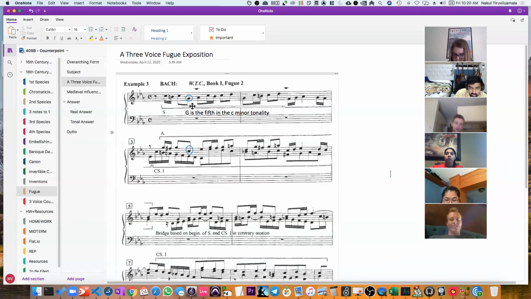This is a fourth in the fugue subject, and the fourth in the answer becomes a fifth, right? Can you guys see how that works? The fourth becomes a fifth. But notice how nothing else in the fugue changes. It's just at the very beginning of the subject, it still wants to communicate the one key area. But by the end of the statement of the subject, it actually communicates the 5 key area, right?